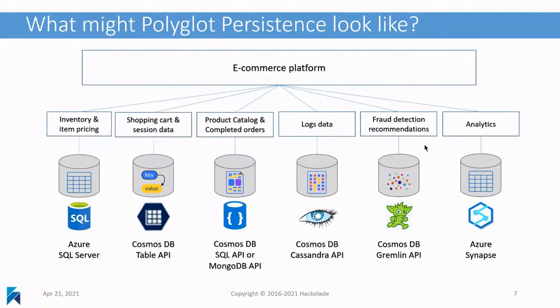So if we take an example of an e-commerce platform, we can see that each section of the user experience and processing is actually very different. While your master data may be stored in a relational database like Azure SQL, you may want to use the Cosmos DB table API to store very quickly and be able to retrieve shopping cart and session data.